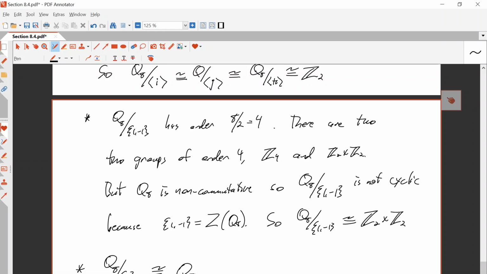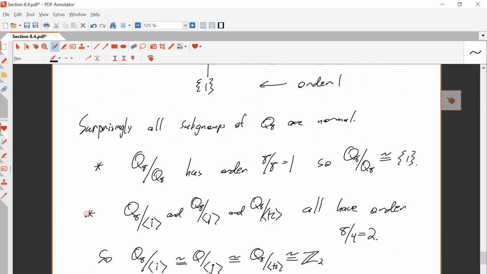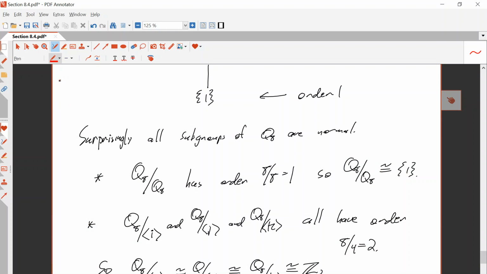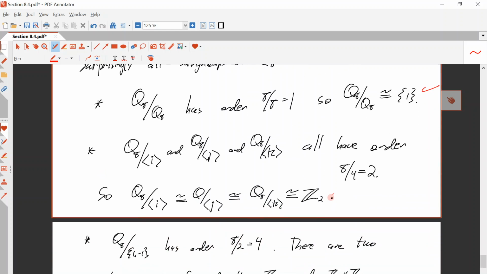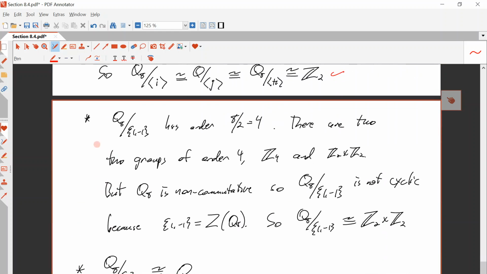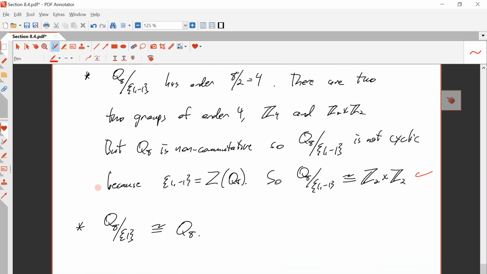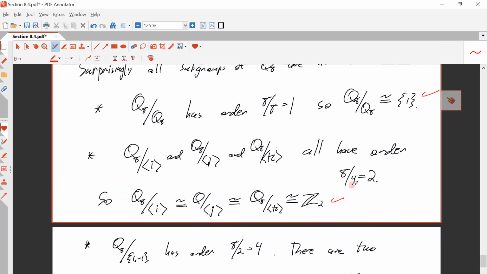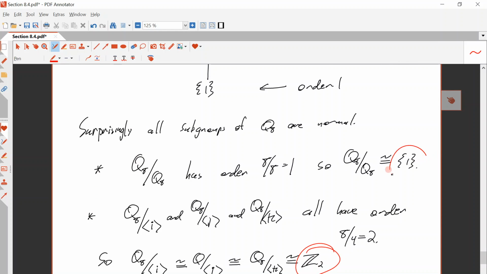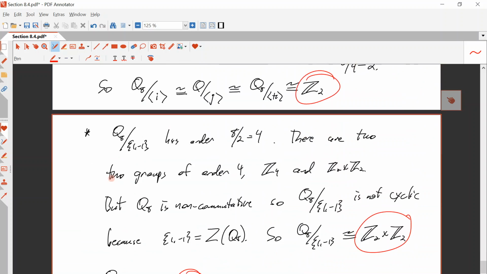So all of the homomorphic images of Q8 are the identity group, Z2, Z2 cross Z2, and Q8 itself. So that's all the possibilities for homomorphic images of Q8. By the way, the orders of the homomorphic images are all divisors of 8, because the order of the quotient group is the order of the group over the order of the subgroup, and the order of the subgroup divides the order of the group.